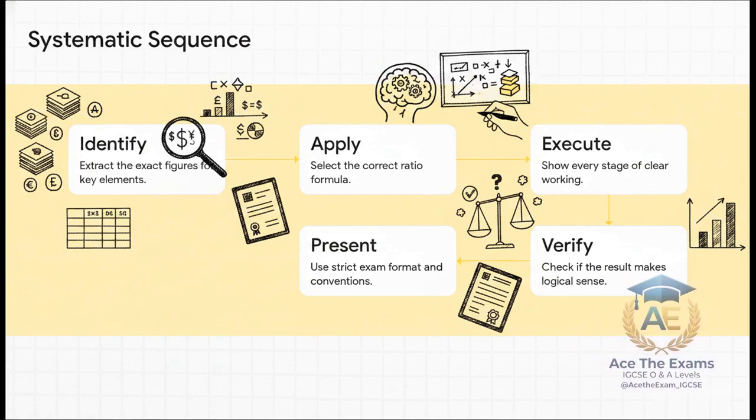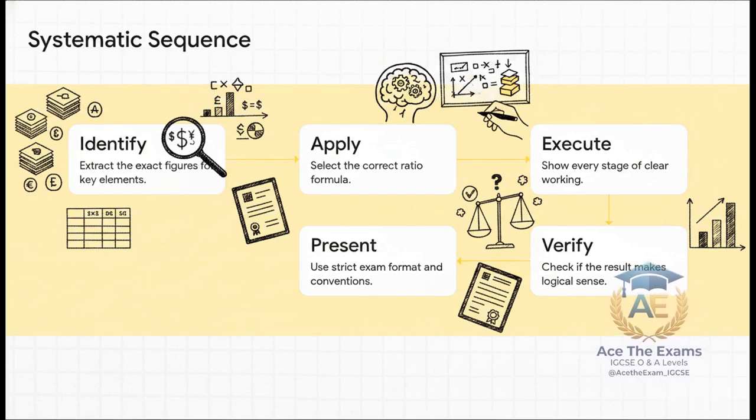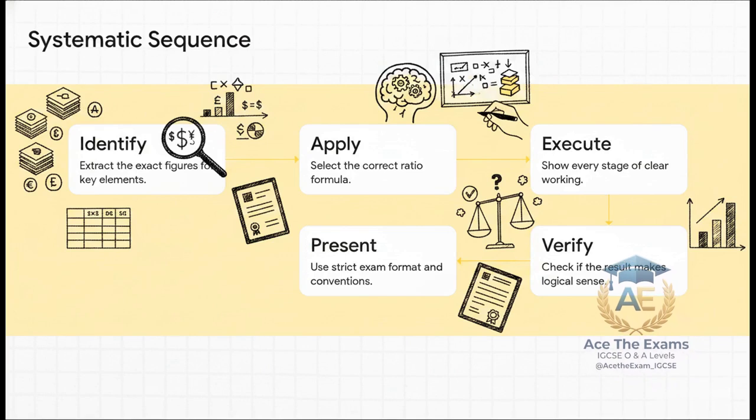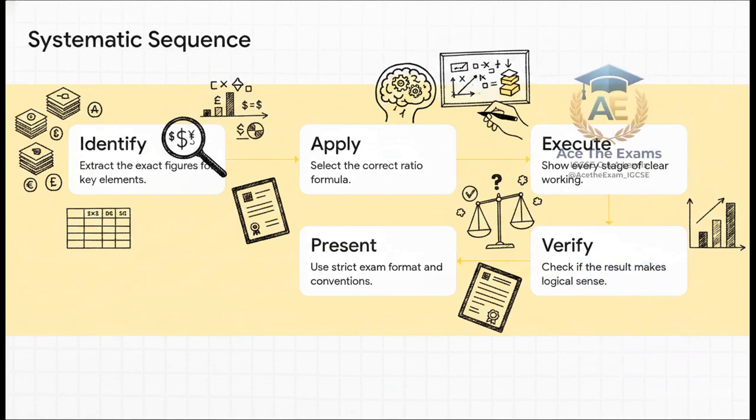Step 3. Execute analysis. Write it down. Show every single stage of your clear working on the page. Show the numerator, show the denominator. Step 4. Verify results. Take a breath and ask yourself, does this number actually make logical sense for the specific business described in the prompt? And finally, Step 5. Present format.